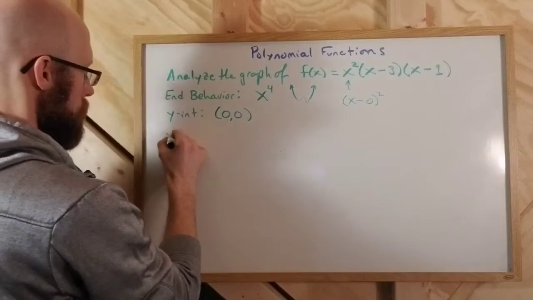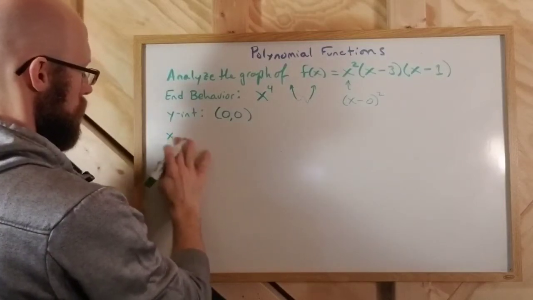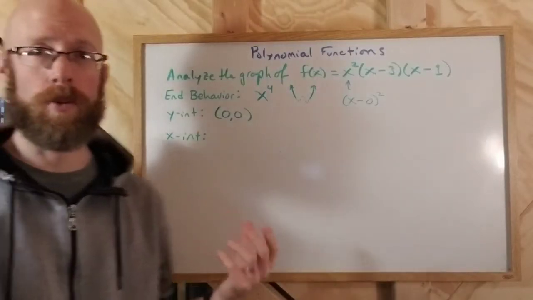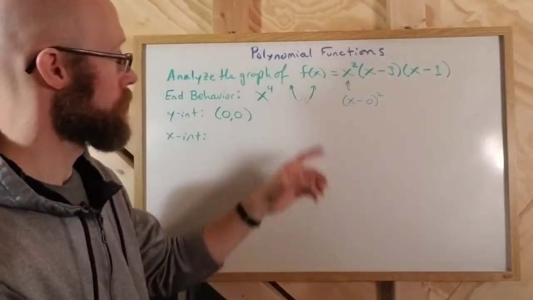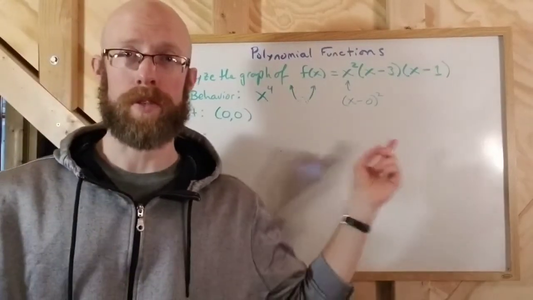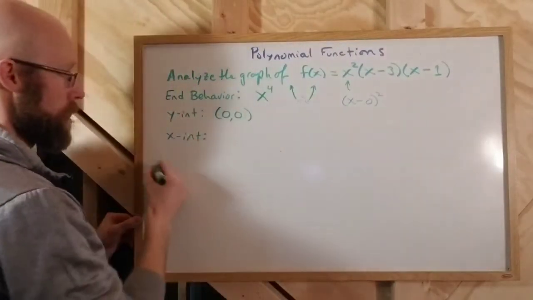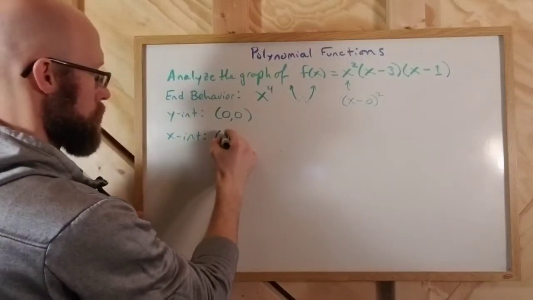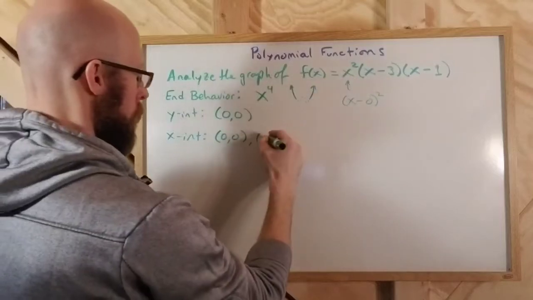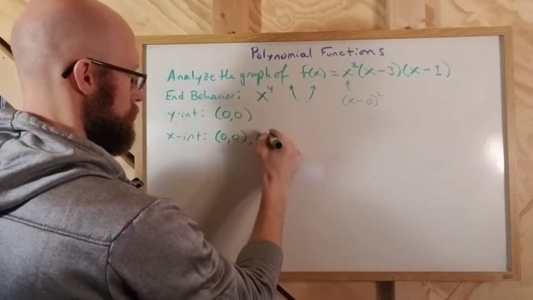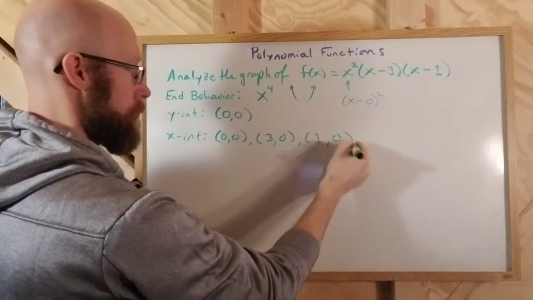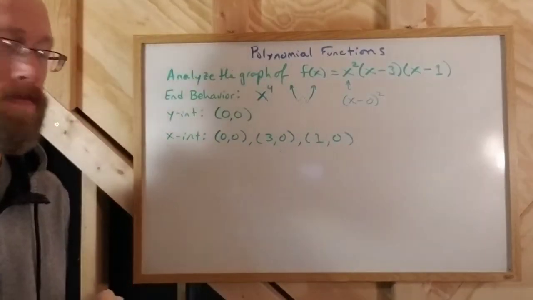The x-intercepts. Well, remember, the x-intercepts correspond to the zeros of the graph. The zeros of the graph are 0, 3, and 1, always the opposite sign of what's in the parentheses. So the x-intercepts are going to be (0, 0), (3, 0), and (1, 0). So 3 x-intercepts.